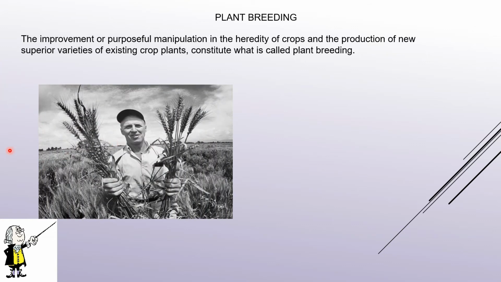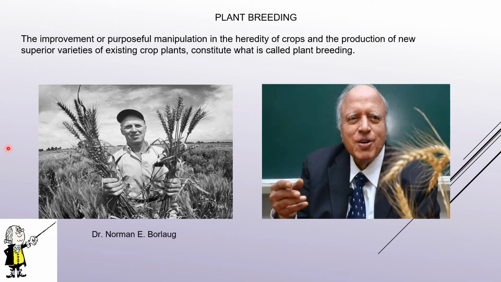Identify the scientist. The scientist is Dr. Norman E. Borlaug, and he is Dr. M.S. Swaminathan. Both of the scientists are the fathers of the Green Revolution, and Dr. M.S. Swaminathan, to be very specific, is the father of the Indian Green Revolution. Both of them have contributed extremely well towards the field of agronomics.